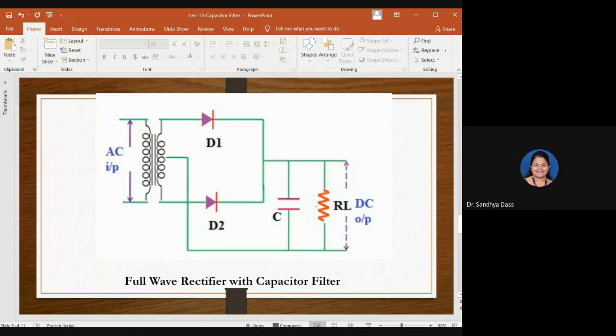Let me call upon someone to explain the full wave rectifier with a filter and how it works, the operation of the filter in a full wave rectifier. Whom shall I call?